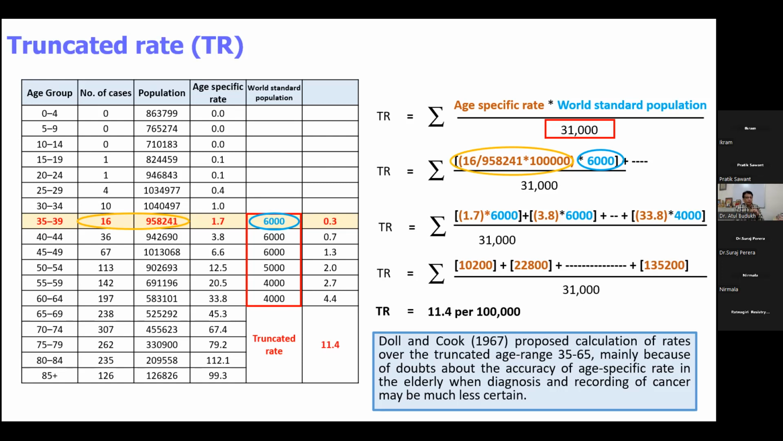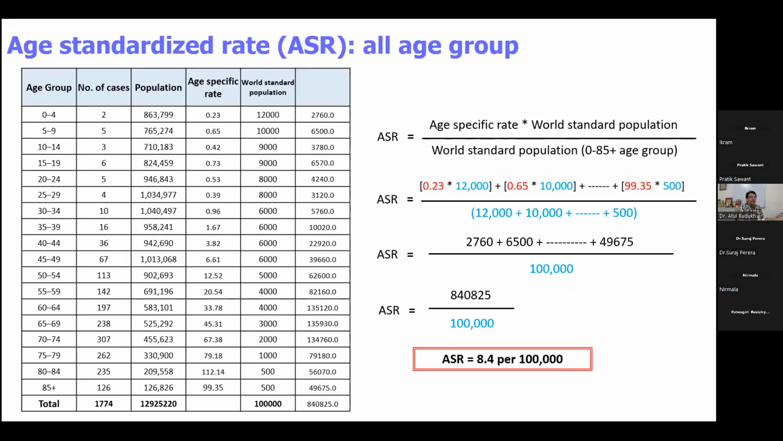Because they feel there will be a lot of underreporting, underdiagnosis in the older age group due to accessibility to the hospital, due to poor diagnostic labeling. So they wanted to use the world standard population for 35 to 64 and find out the truncated rate. The concept is same. Here we are multiplying the specific rate by the world standard population, but here we are doing only for 35 to 64. We are not taking from 0 to 85.